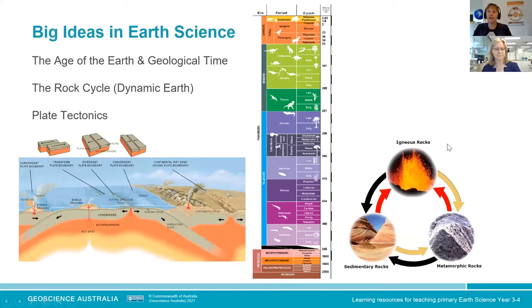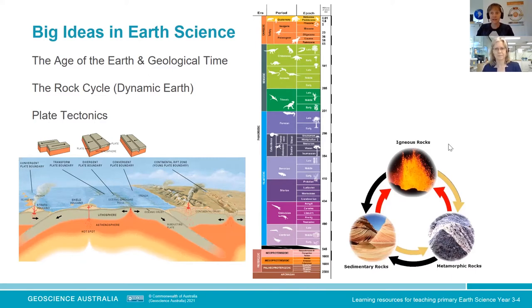So what are the big ideas in earth science? When you say the words earth science, what topics should you be thinking about? The first one is the age of the earth and geological time. Now, these are really, really big concepts and really difficult for young students to understand. Today, we'll talk a little bit about the age of the earth and geological time and how you might be able to introduce this to year three or four students.